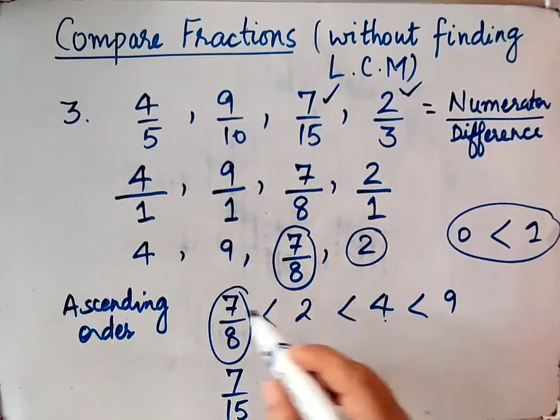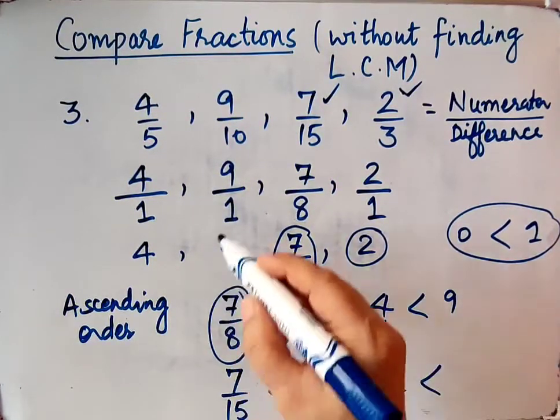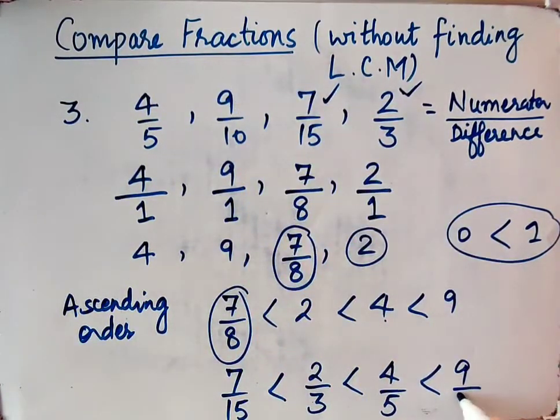The fraction corresponding to 4 is 4 by 5. And the fraction corresponding to 9 is 9 by 10. So this will be my ascending order.